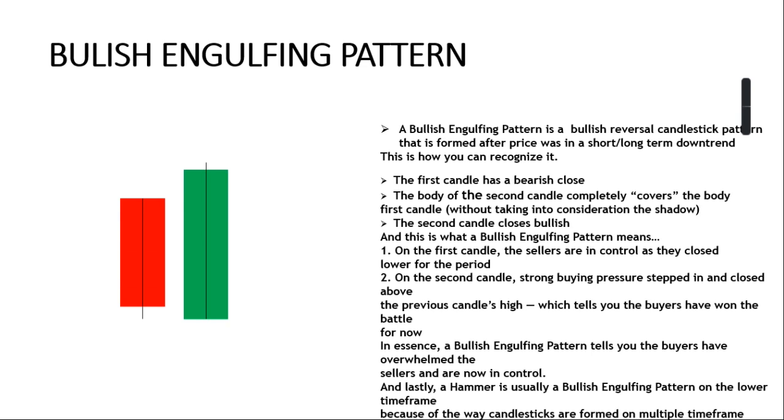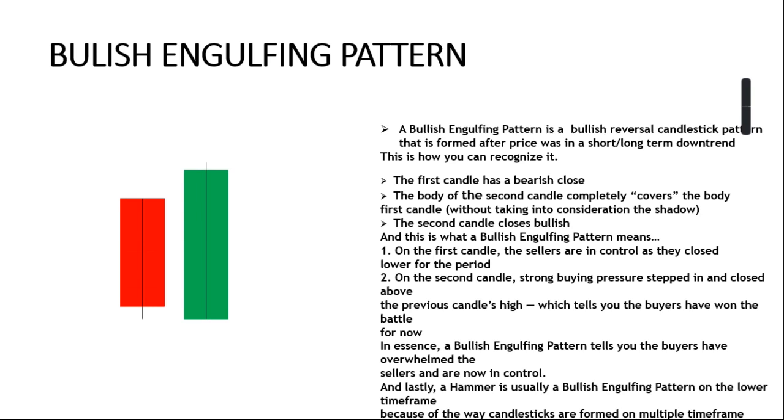We have a bullish engulfing pattern. So a bullish engulfing pattern is formed just like the previous two candle patterns. It's formed after a short-term or long-term downtrend. And how do you recognize it? The first candle has a bearish close, and the second candle has a bullish close, which closes higher than the previous candle. It's called an engulfing because it completely covers the previous candle. That's what it means to engulf. To engulf is to swallow, meaning it has swallowed the previous candle. Okay, that's a sign of bullish strength.